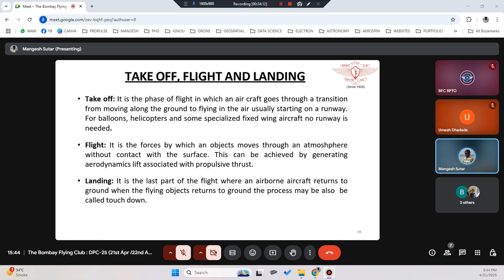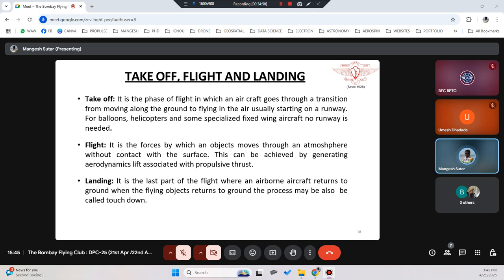Okay, so takeoff is the phase of flight in which the aircraft goes through the transition from moving along the ground to flying in the air. As of now we are only talking about aerodynamics of an aeroplane. So what is takeoff? Your aeroplane is running on the runway, moving forward, and it makes a transition. That means you give an angle, you change the angle of the ailerons and the stabilizer, the horizontal stabilizer, the elevators. By controlling them you take off. That angle you are creating is the angle of attack we were talking about.